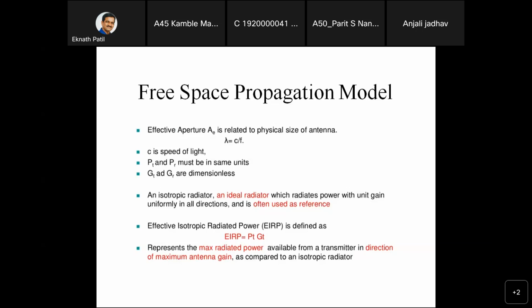An isotropic radiator is an ideal radiator which radiates power with unity gain uniformly in all directions and is often used as a reference. An isotropic radiator is not a physical radiator; it is only a hypothetical concept.